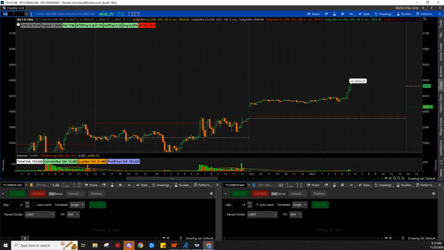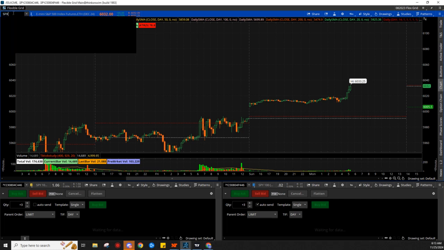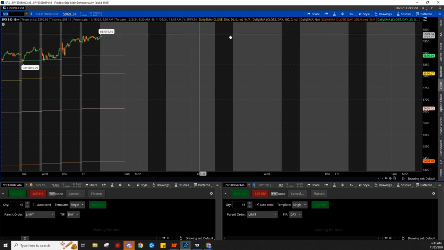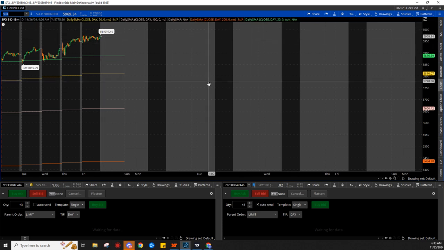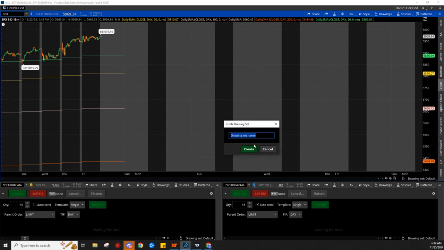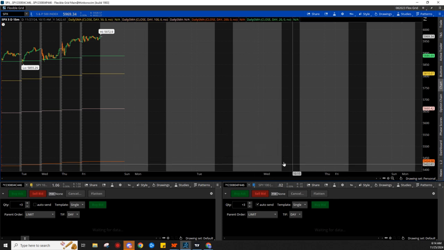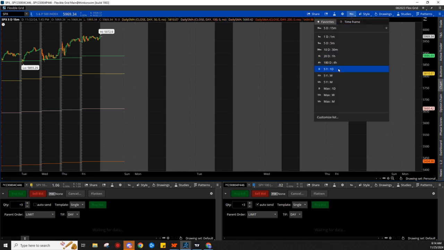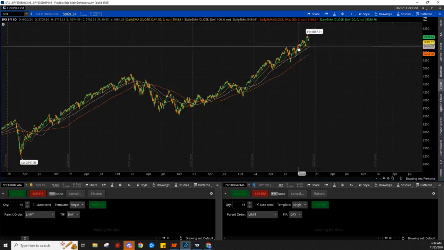Let's do SPY. Well, SPX first, actually. Oh, that's what's going on. Okay, I'm on my flexible grid all of a sudden. Call personal. Let's do a 5-year 1 day. There's no shorter time? Okay, we'll do 5-year 1 day.